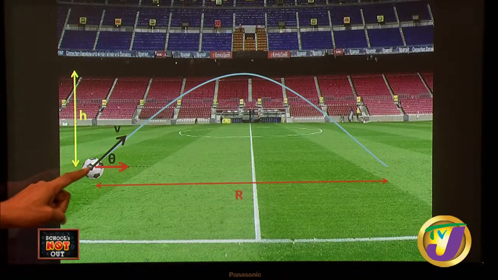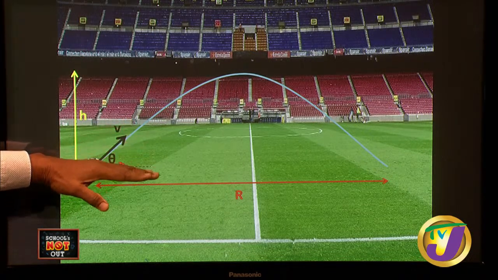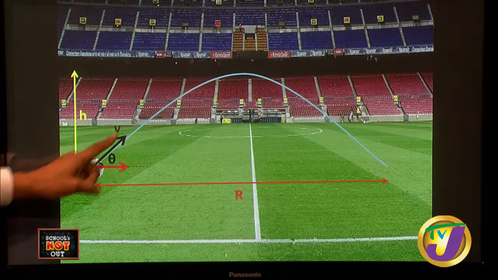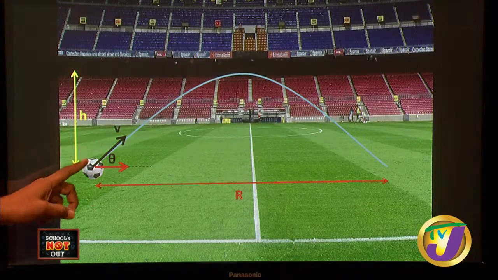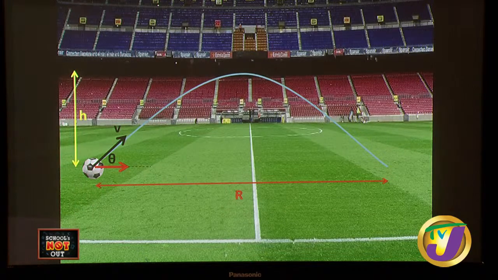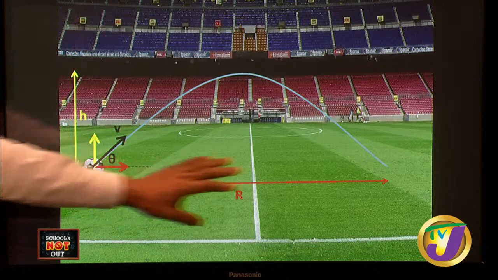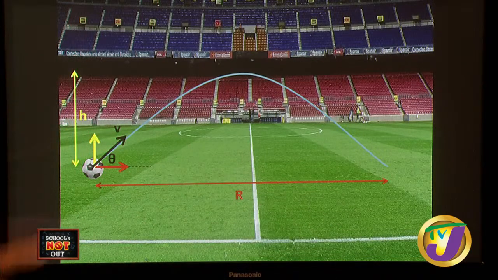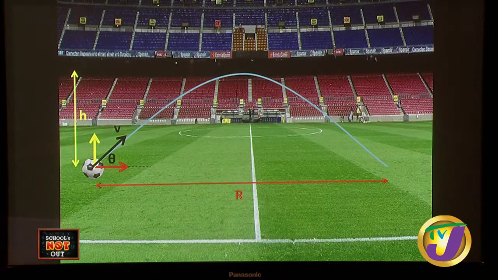Also, the velocity of the ball has a horizontal component. You can resolve this velocity with which the ball is kicked into two components, a horizontal component and a vertical component. I put the vertical in yellow, horizontal in red to color code them. So the velocity has a horizontal component and a vertical component.